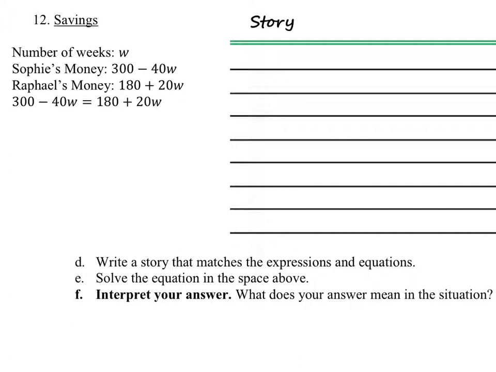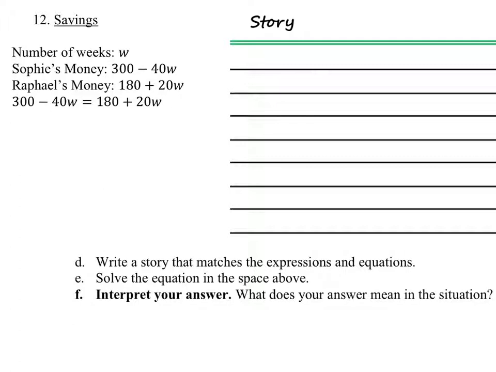All right, now we're looking at some savings. The number of weeks is W. Sophie's money is 300 minus 40W. And Raphael's money is 180 plus 20W. So Sophie, is she saving or spending? Spending. How do we know? Yep, we got that minus right here. What about Raphael? He's making or saving money, particularly 20 every week. Sophie is spending 40 every week because it's 40 times the W. And Raphael is 20 times the W.